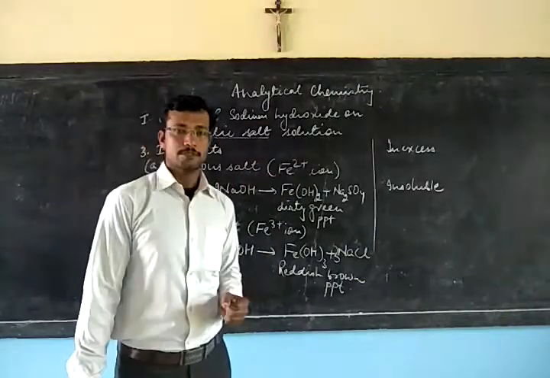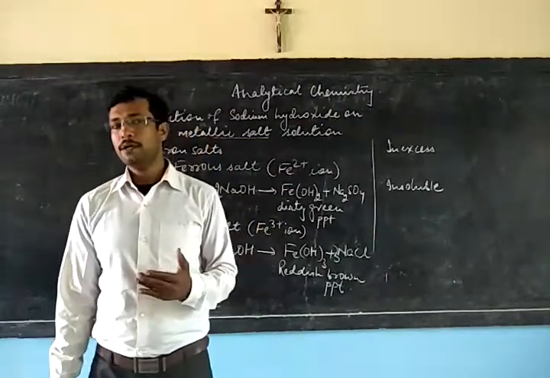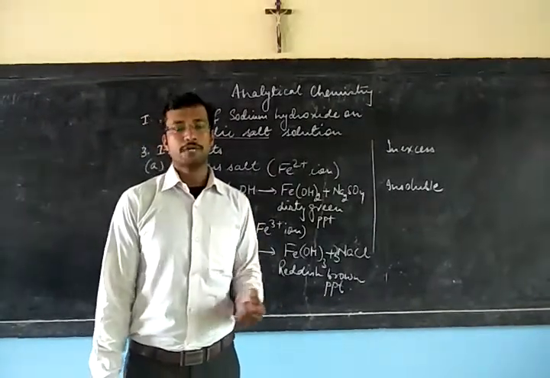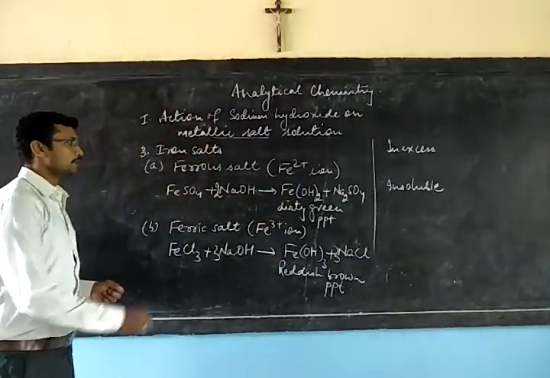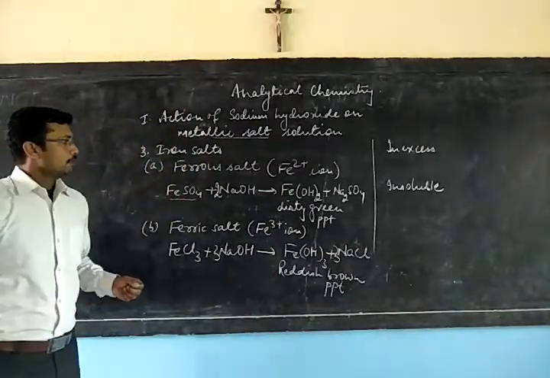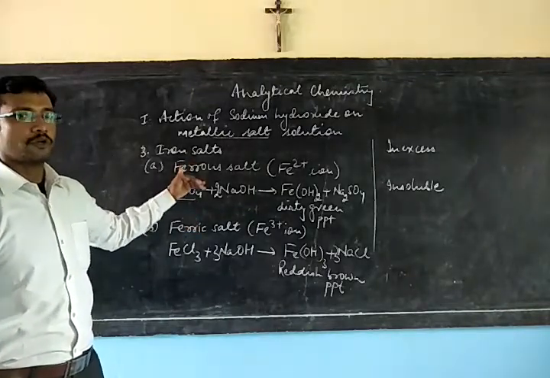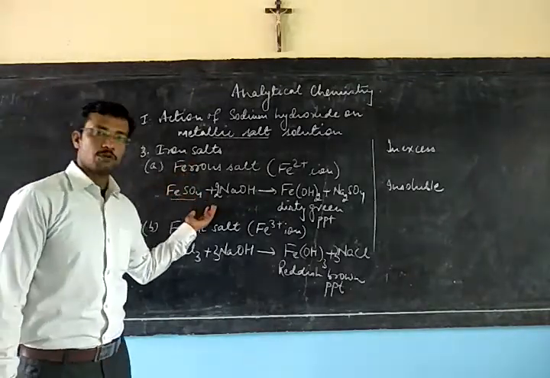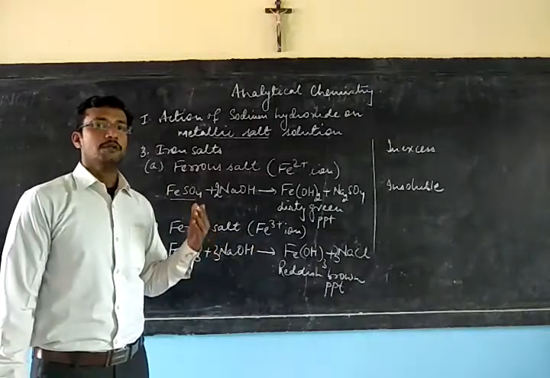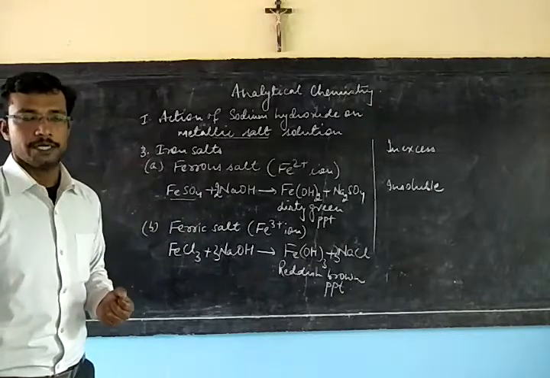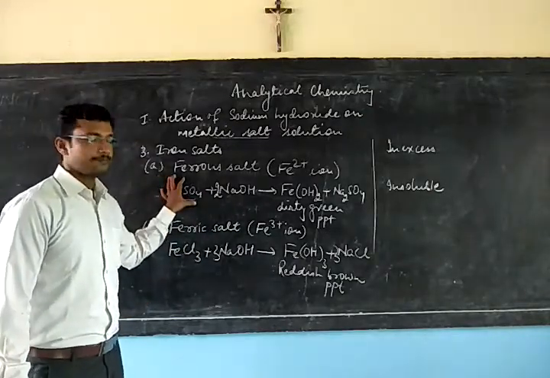Here we have the test. We can use the same reagent. The reagent would be NaOH, sodium hydroxide solution. For this, you have to take a ferrous salt solution. This ferrous salt solution can be ferrous sulfate solution, ferrous nitrate solution, or any other salt which has Fe2+ ion in it. Suppose we have taken ferrous salt solution.